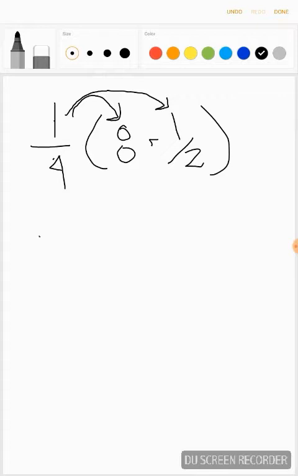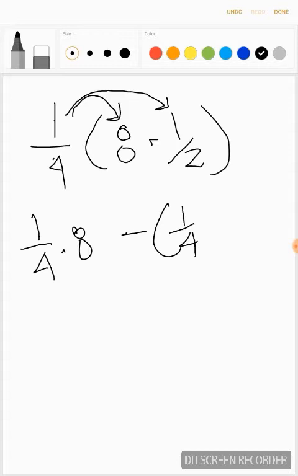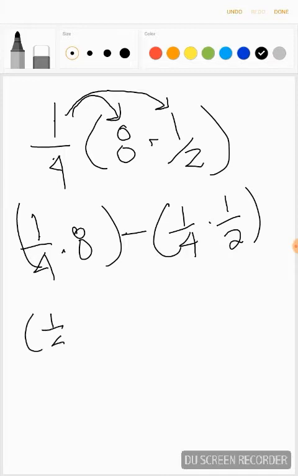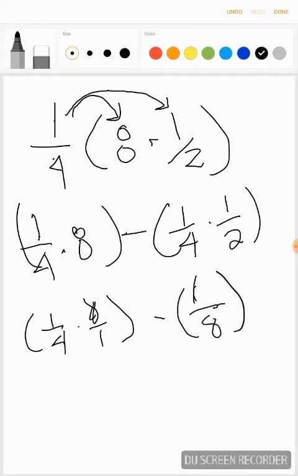So we now have 1/4 times 8 minus 1/4 times 1/2. So when we have a whole number and a fraction, we have to add a 1 up under it. So that's 1/4 times 8 over 1 minus, and we'll go ahead and multiply this. So 1 times 1 is 1. 4 times 2 is 8. So we just have 1/8. Because remember, when you're multiplying, you just multiply straight across.